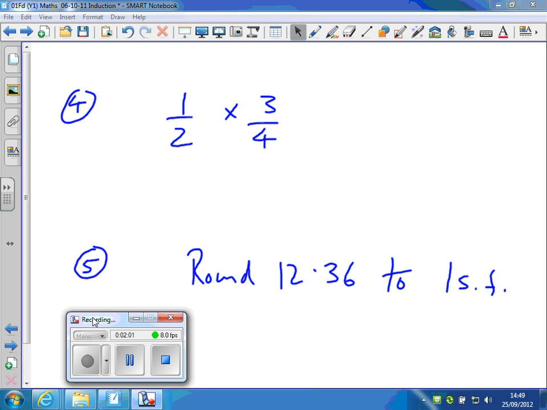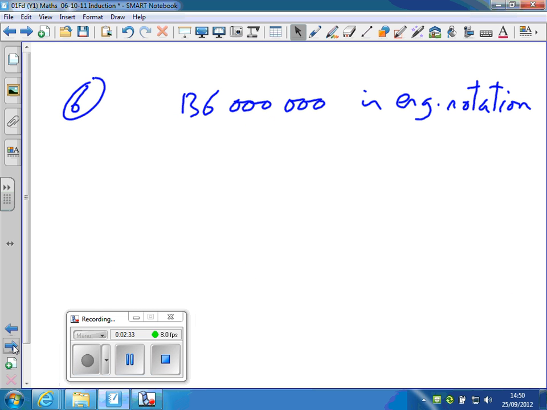Number four, what's a half times 3/4? No calculators now for this one. And number five, round 12.36 to one significant figure. And number six, write that number in engineering notation.